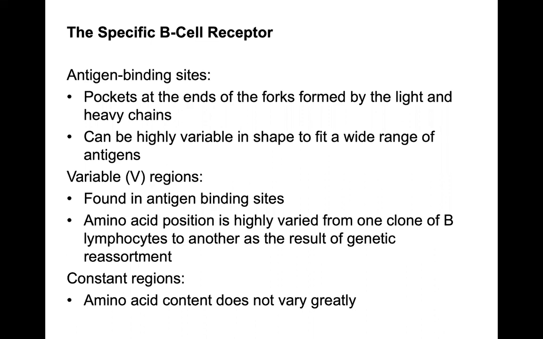Remember, these receptors have to be different because they're picking up many, many different specific types of antigens. So essentially, you're going to have lots of B cells roaming around that all have very different variable regions on their B cell receptors.